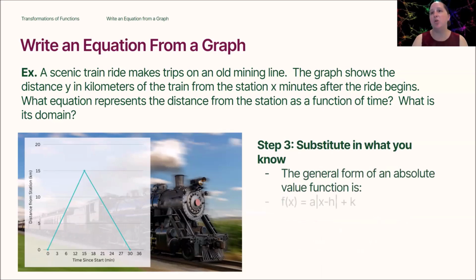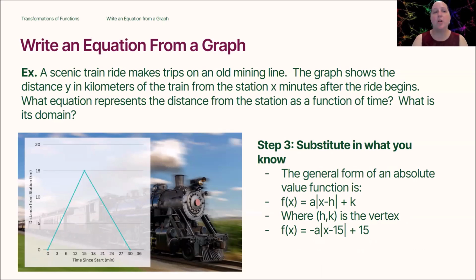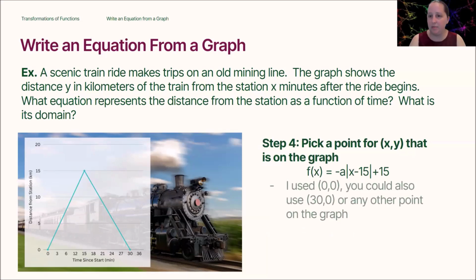So I'm going to substitute what I know. The general form of an absolute value function is f of x equals a times the absolute value of x minus h, plus k. (h, k) is your vertex. So I know my vertex is x equals 15 and y equals 15, so h equals 15, k equals 15. Then I can pick any other point that I want, and I can substitute it in for x and y. Make your life easy. Do 0, 0. You can do 30, 0, but it's going to give you bigger numbers. It'll give you the same answer, but bigger numbers. So I'm going to use 0, 0.